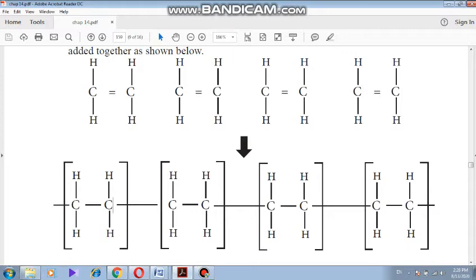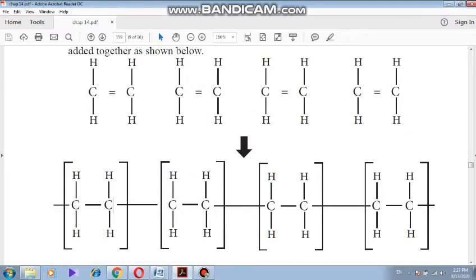Here one bond becomes free, right? This bond, one electron has gone to the left side. So another bond is created between these carbons. Another one is created between these carbons. It continues, hundreds, thousands, it continues. So this is how this polymer is made.